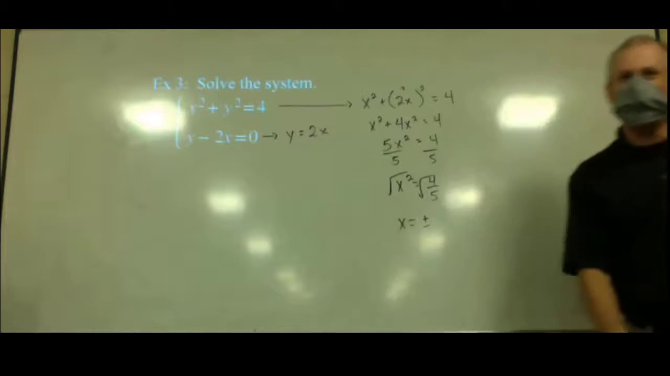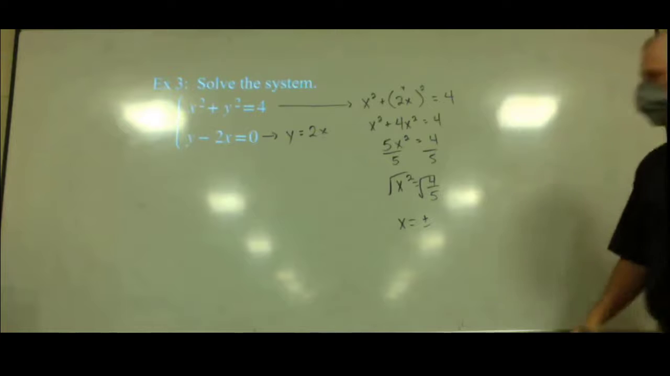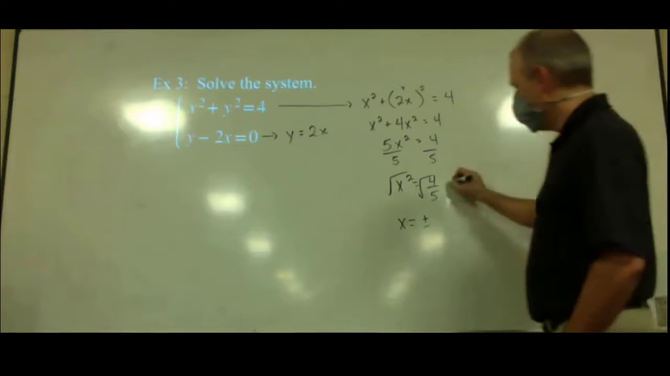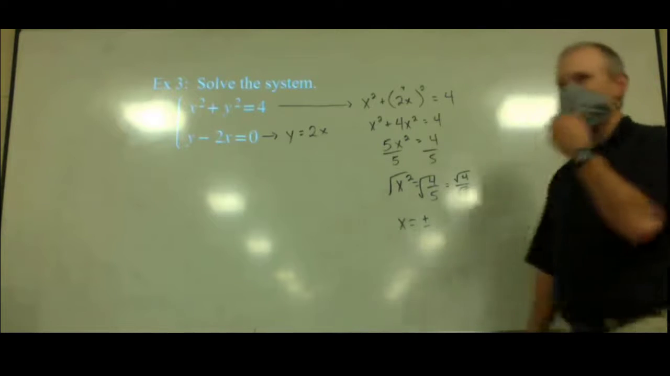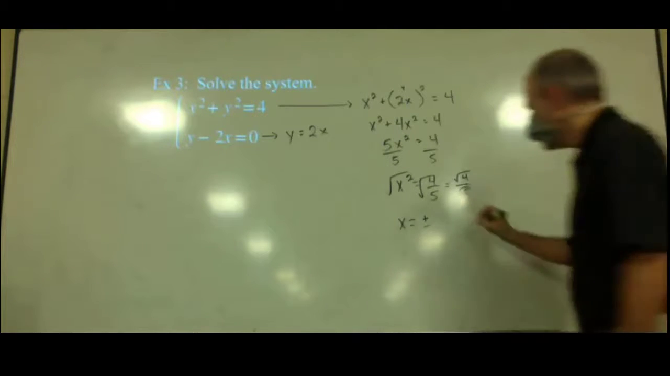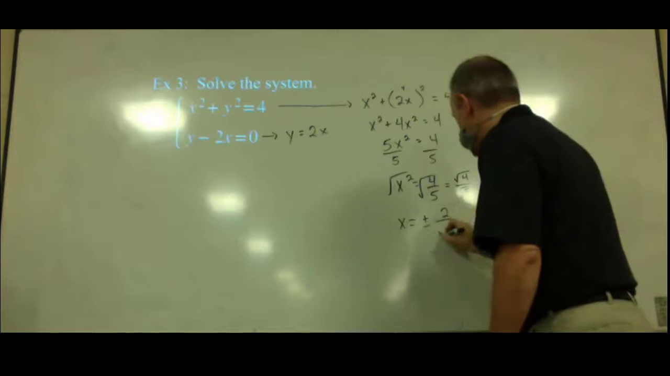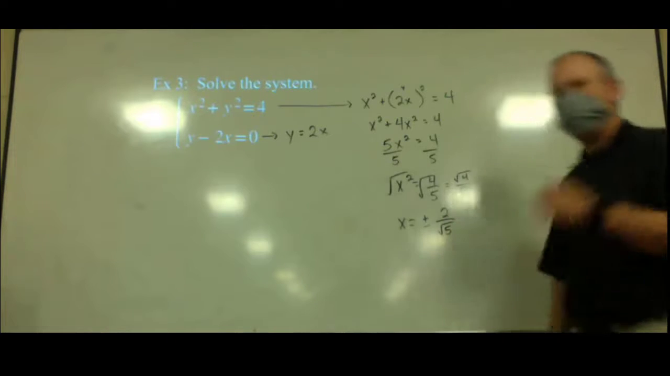Now this one, again, doesn't come out nicely, right? So here's what we have. When we do this, we can do square root of 4 on the top and square root of 5 on the bottom. Square root of 4 is pretty easy. What's that? 2 on the top. But the square root of 5 on the bottom, we can't really do a whole lot with.